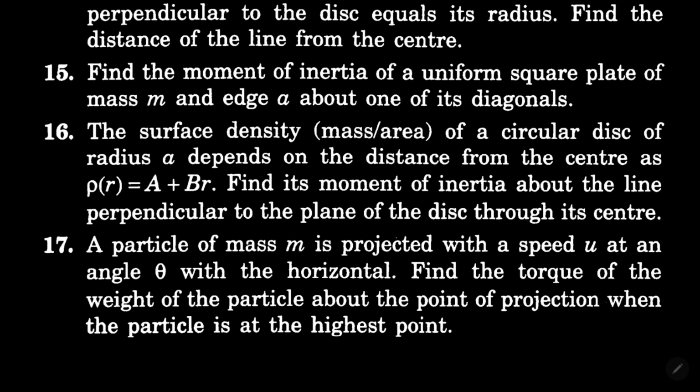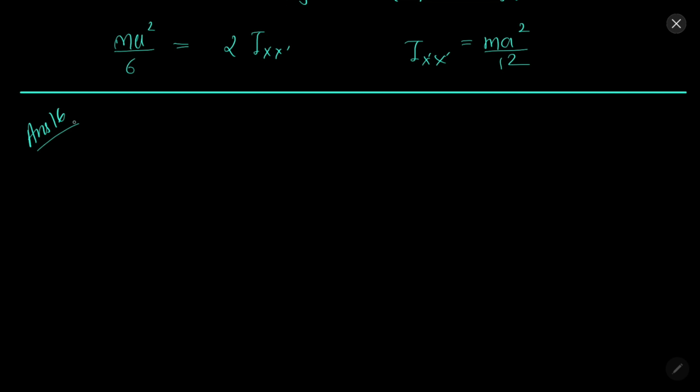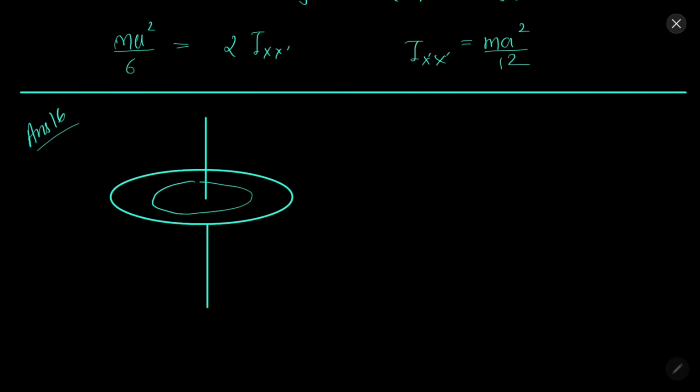In question 16, the surface density of a circular disc of some radius depends on distance. We need to find the moment of inertia about the line perpendicular to the plane of the disc through the center. Solution 16. So something like this. Now let's consider a very small width of dx, and let the distance be r.